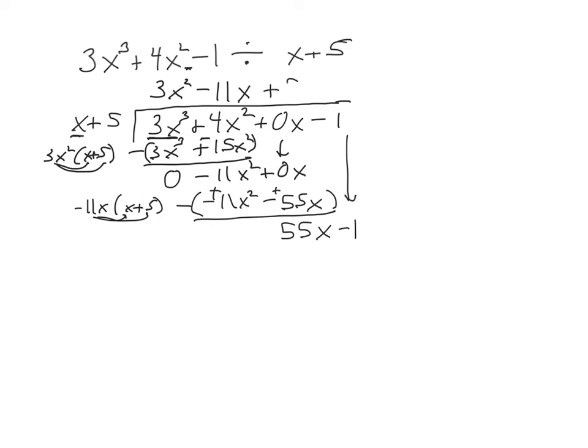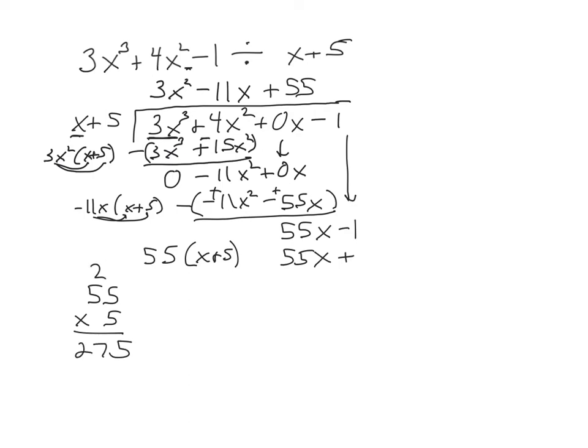X times what gives me 55x? Well, it's plus 55. So I'm going to take the 55 out here, as I've done before, do x plus 5, and I'm going to get 55x plus, let's see, no shame in saying I'm just going to do this off to the side here. 55 times 5 gives me 275. Now remember, I'm once again going to subtract the whole thing. So in this case, this becomes negative, so the 55x's go away. That becomes negative, so my remainder is negative 276.